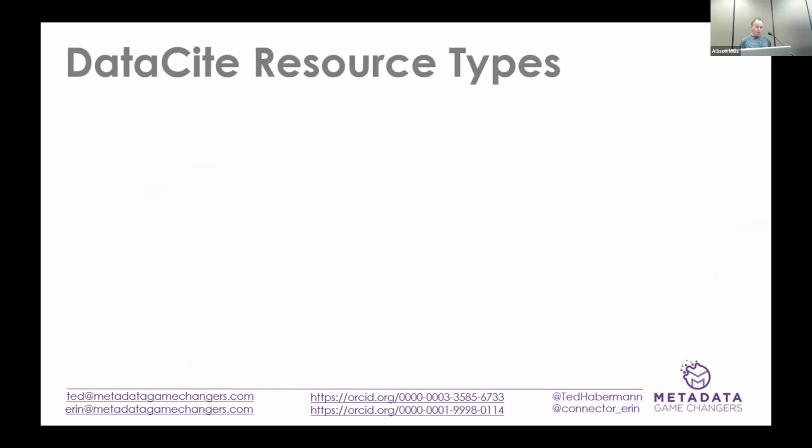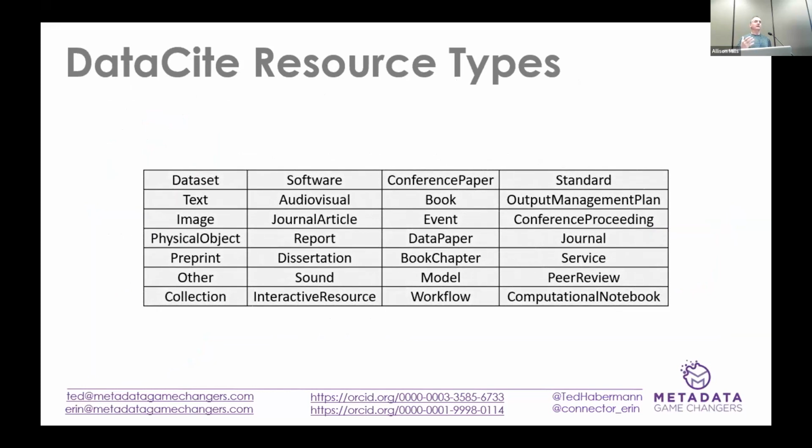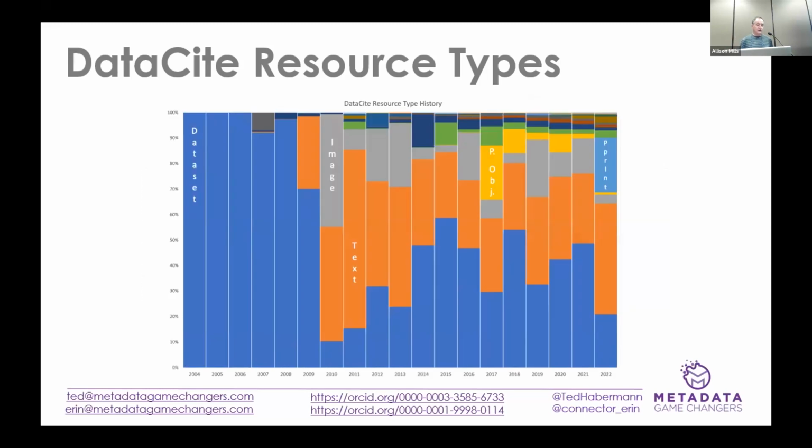DataCite has existed for roughly 12 years or so, and during that time, the resource types that DataCite supports have grown a little bit. This is the current list of resource types that DataCite supports. So this is why I said everything else goes in DataCite. Orchid is people. Crossref is really books and journals. DataCite is everything else.